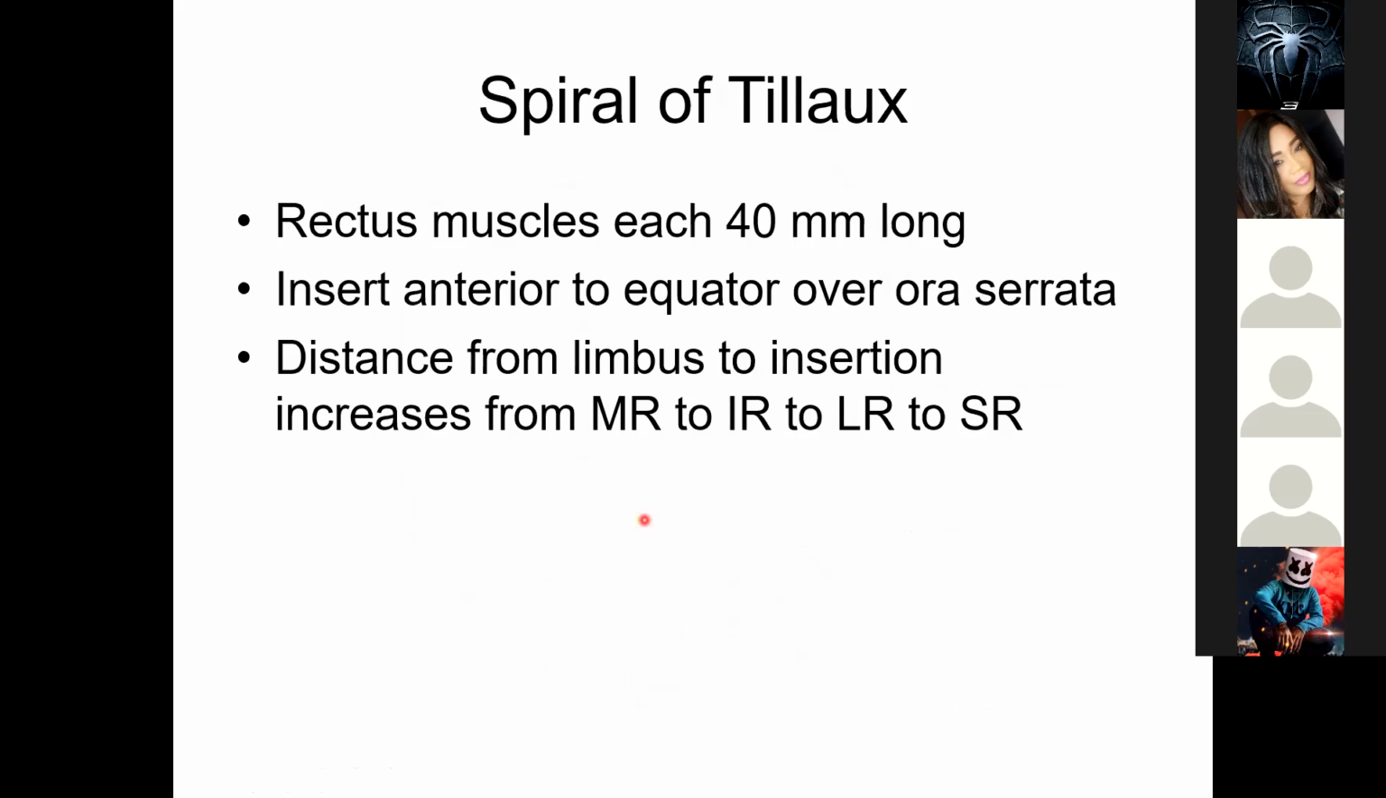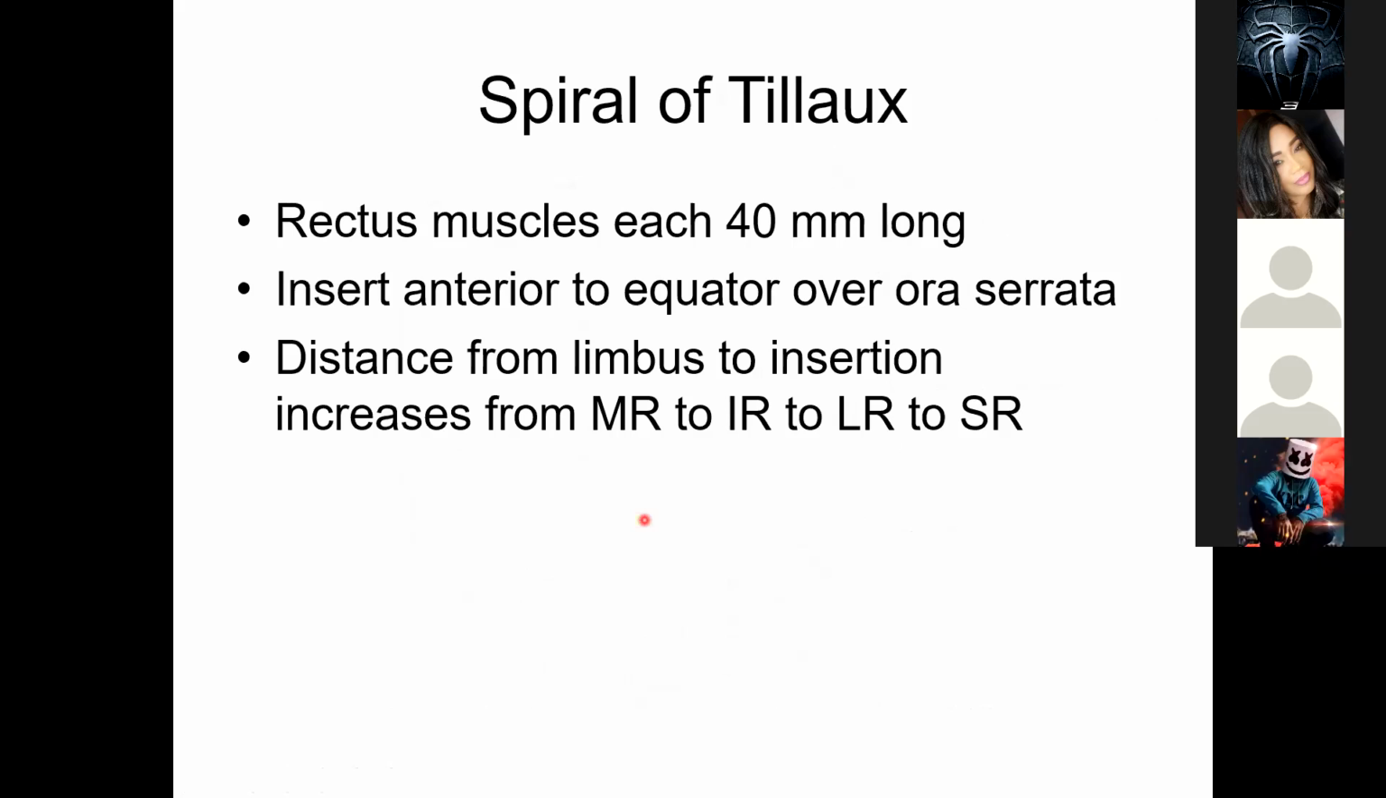Anyway, this is important for the ophthalmologists when they have to operate on the eye, or operate on things like strabismus or squint. The spiral of Tillaux helps them to know approximately where they will find each of the muscles attached, so that if they need to adjust them or dissect them, they would know exactly where to find them. Okay.